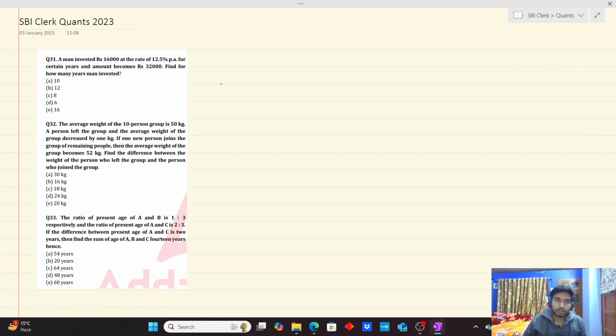We will solve SBI Clerk Quant 2023 questions. We will try to solve the questions logically, without using many formulas, in shortcut ways. Let's do the first question in the shortcut method.